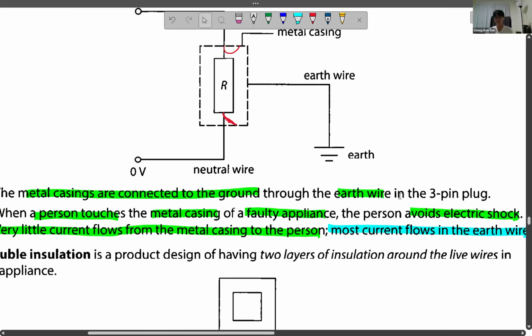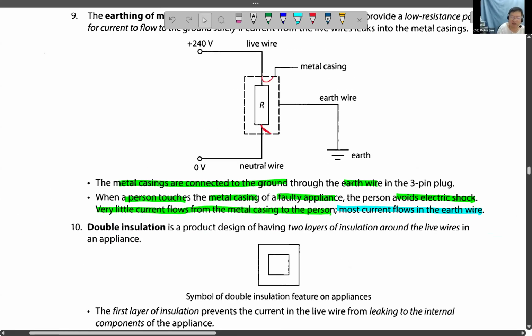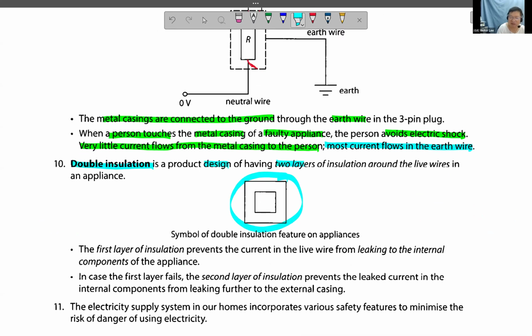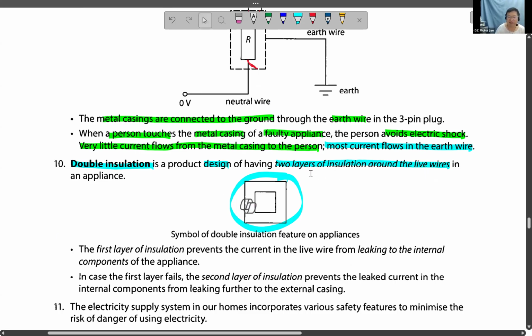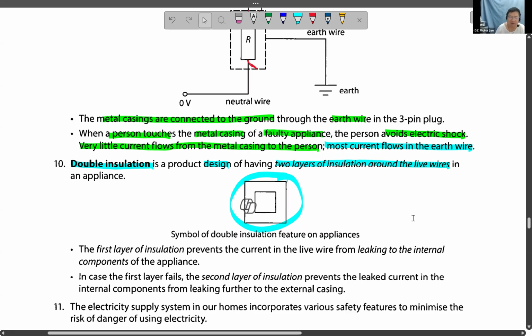All right. Another idea is double insulation. Double insulation is a product design having 2 layers of insulation around the live wires in the appliances. Usually 1 layer is the inner layer where you seal off from the external. So the live wire connects to the motor or whatever component, and then it's insulated. And then the second insulation is outside, the casing. For example, a printer, to print your paper, it's made of plastic.